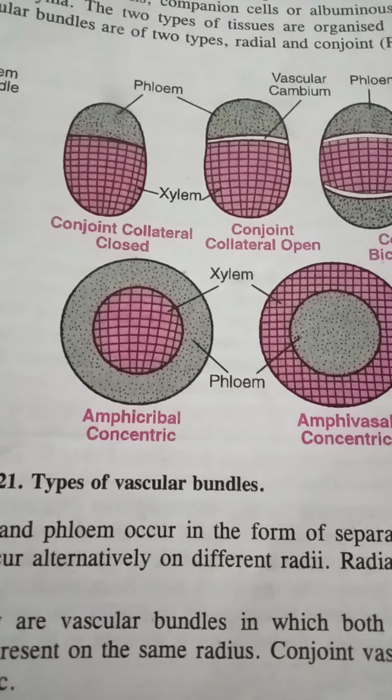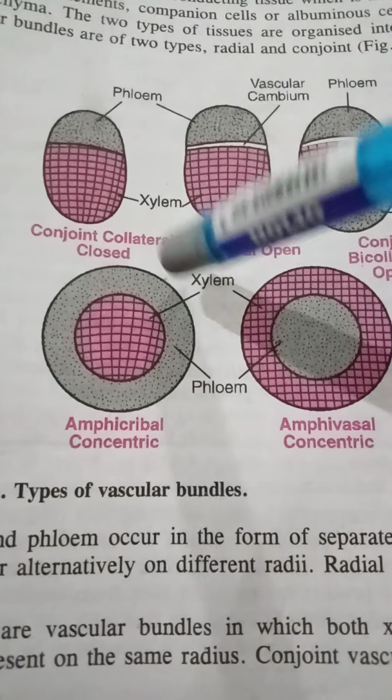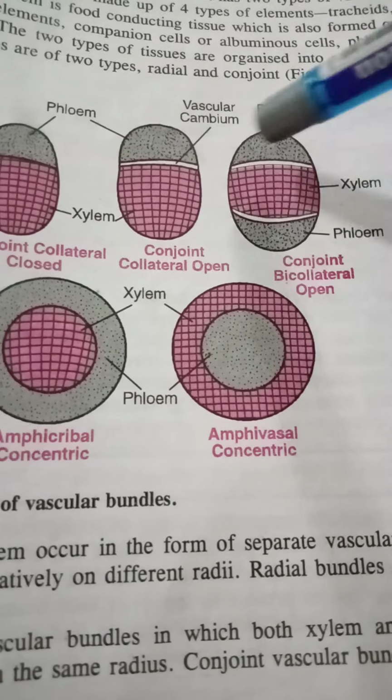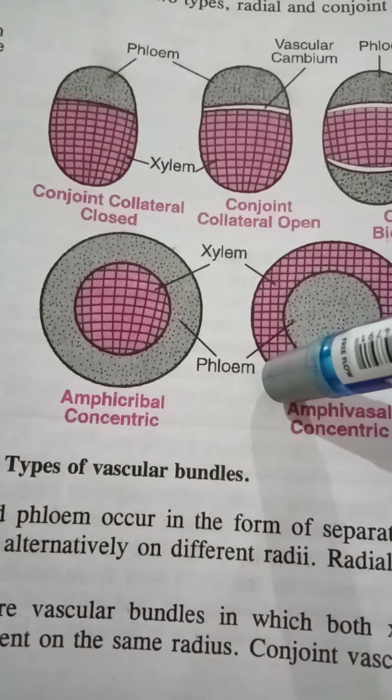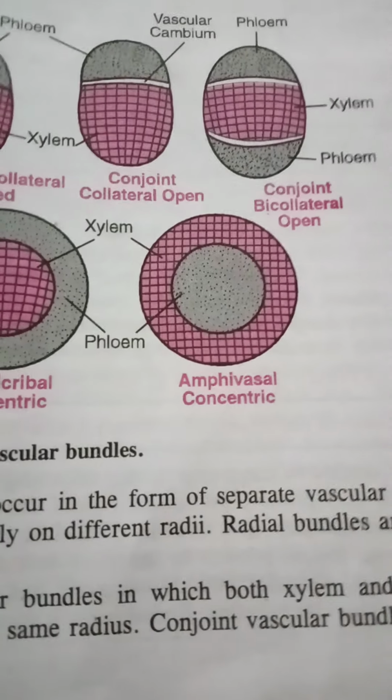And remember them. Conjoint collateral closed if cambium absent. Conjoint collateral open if cambium present. If two layers of phloem, two cambium, then bicollateral. If xylem inside, phloem outside, amphicribal. If phloem inside, xylem outside, amphivasal.